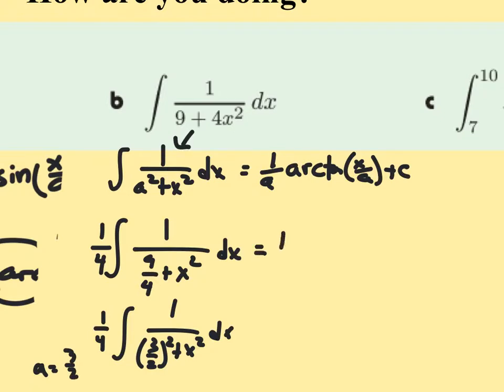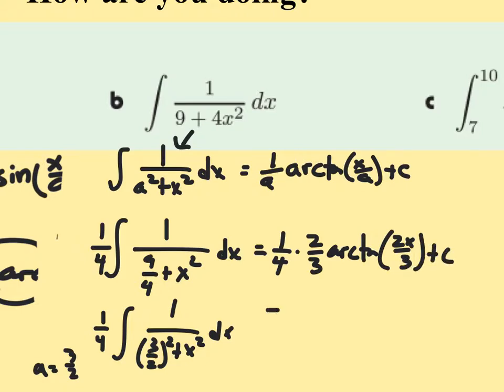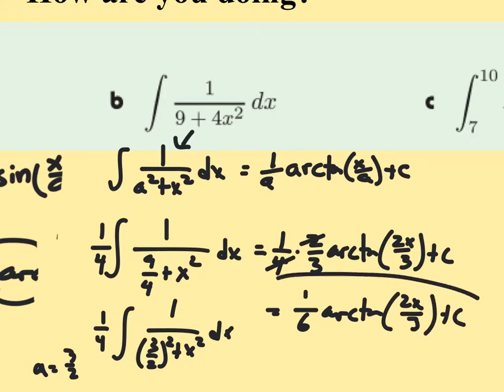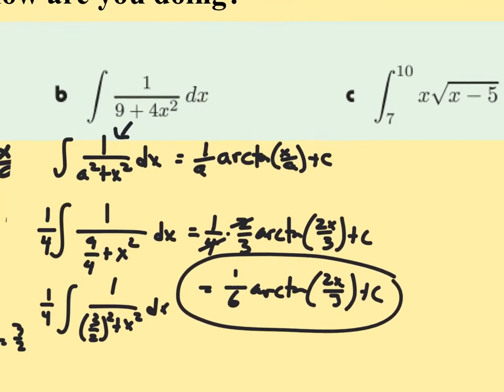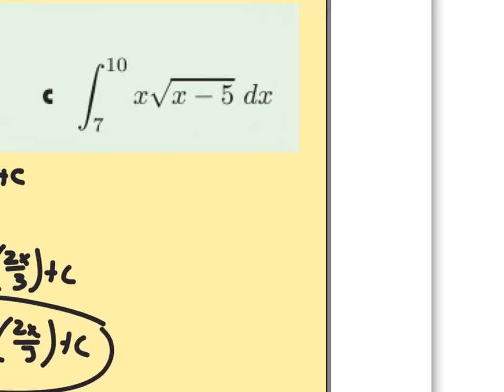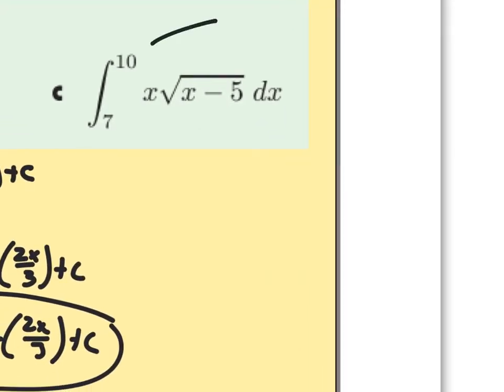So recall, I would have this 1/4 times 1 over a. 1 over a would not be 3/2, it would be 2/3, times the arctangent of x over 3/2, which would be 2x over 3, plus c. Let's simplify. That would be 1 over 6 arctangent of 2x over 3 plus c. There we go. It looks like we got our first example of a definite integral. We have limits of integration right here and here.